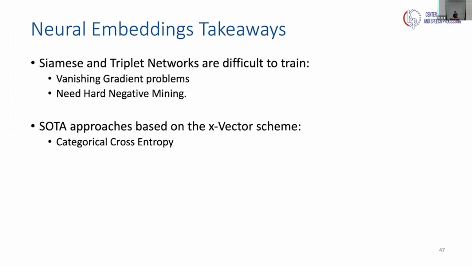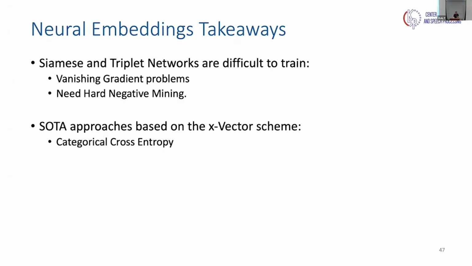Okay. So yeah, the takeaways here are that Siamese and triplet networks were difficult to train because of vanishing gradient problems and the difficulty of doing hard negative mining, and that currently state-of-the-art approaches use the x-vector scheme. Any questions?